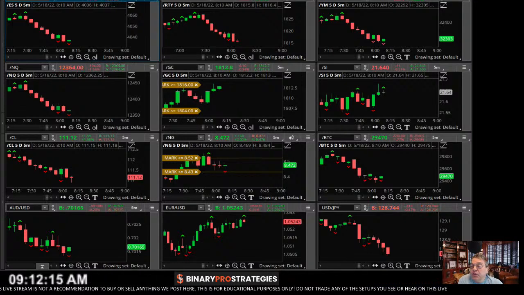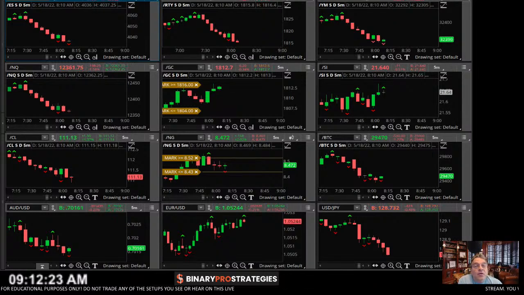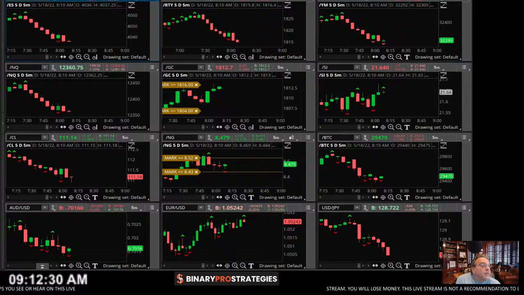Each pattern will work in any kind of freely traded market. So I could use the same pattern in the E-mini, and I can go over and trade it with the crude oil with the same pattern. I can trade it in the currencies. I can trade it in a stock. It doesn't matter. The patterns are universal.